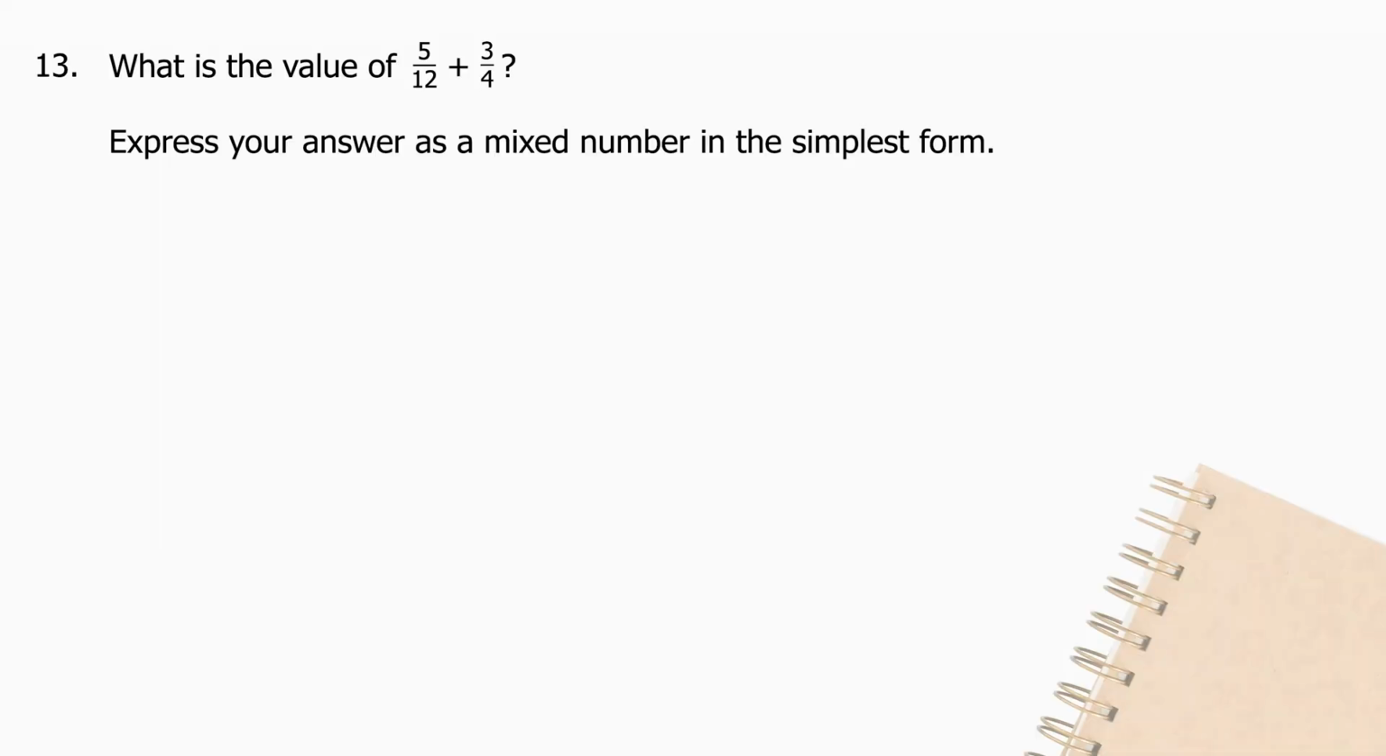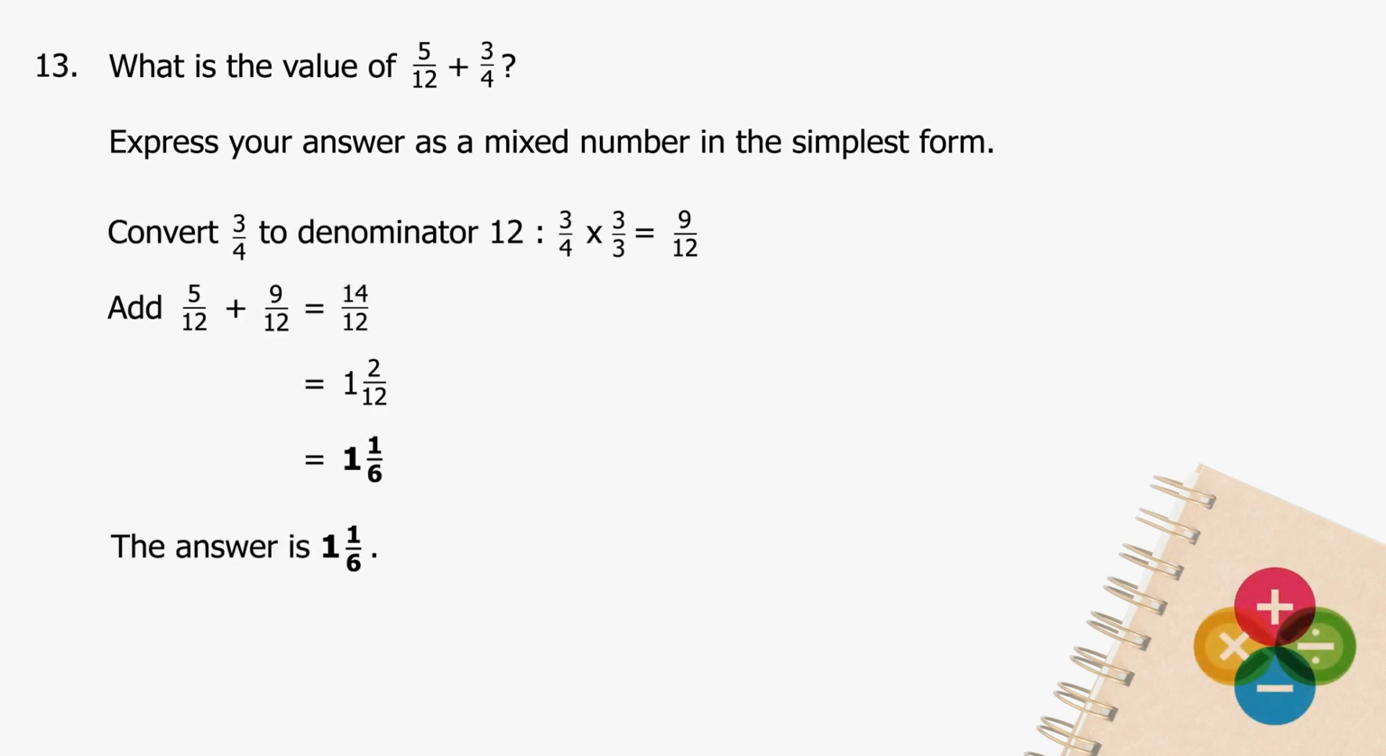Question 13. What is the value of 5/12 plus 3/4? Express your answer as a mixed number in the simplest form. Before you are able to add the two fractions, you will need to convert the fractions to the same denominator. Convert 3/4 to denominator 12. You will need to multiply the fraction by 3. You will get the fraction 9/12. Add 5/12 to 9/12. You will get 14/12. Convert to a mixed number. You will get 1 and 2/12. Expressed in the simplest form, it will be 1 and 1/6. The answer is 1 and 1/6.